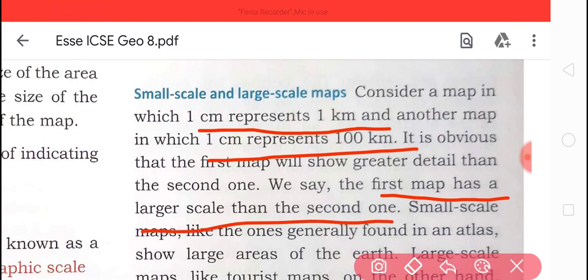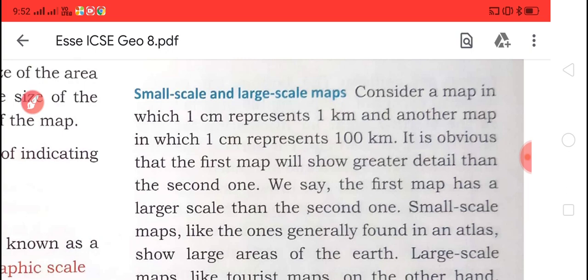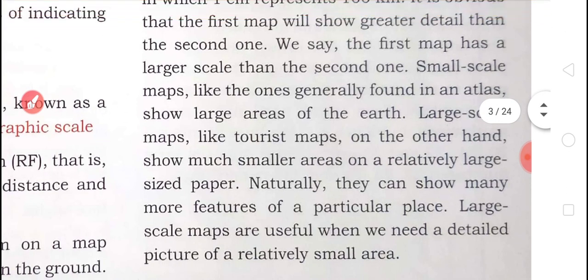Small scale maps are generally found in an atlas and show a large area of the earth. Large scale maps, like a tourist map, on the other hand, show a much smaller area. Naturally, they can show many more features of a particular place.